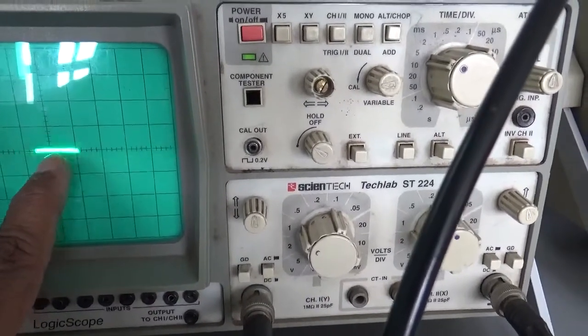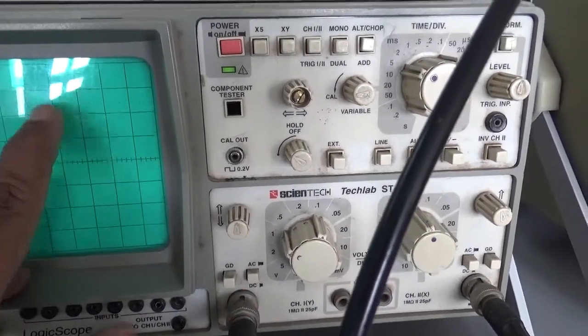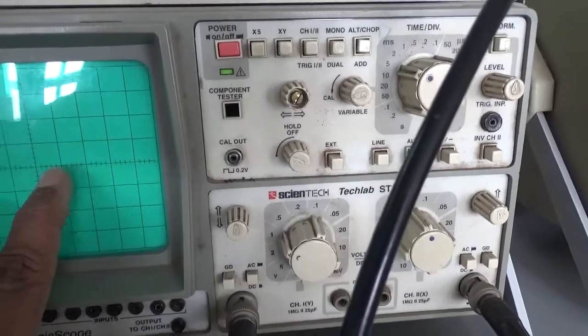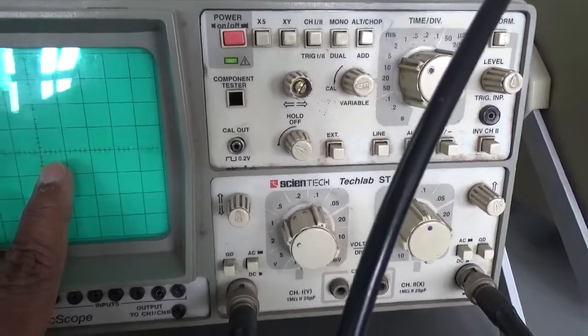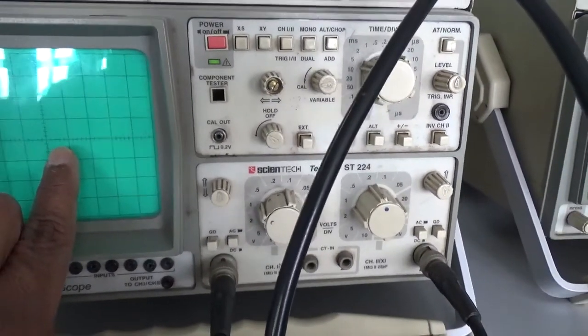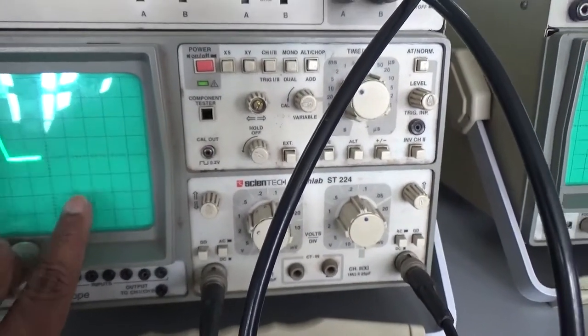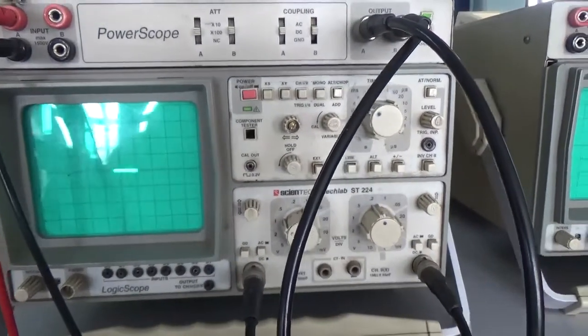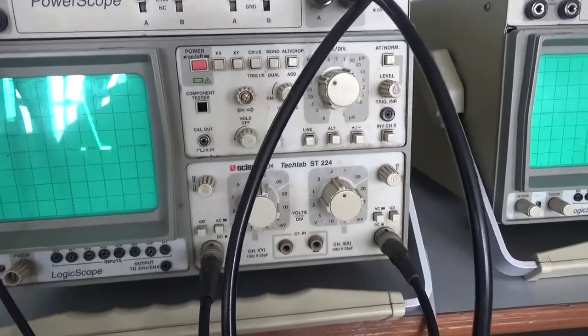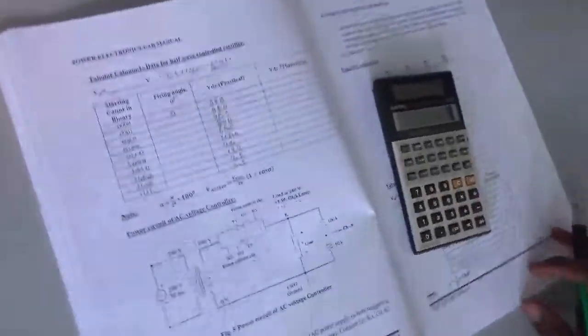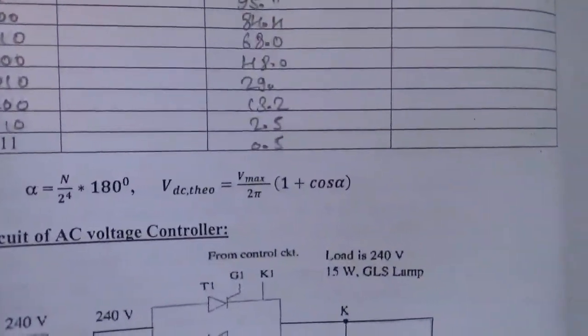You can see after 1 unit there is a rise in the waveform. 1 unit corresponds to 5 milli, 5 milli means 90 degrees we are getting. So physically we can inspect, or else by using the formula, the firing angle alpha n is equal to n by 2 to the power of n into 180. From that also we can get it. So we have this formula. Using this formula also we can calculate theoretically.